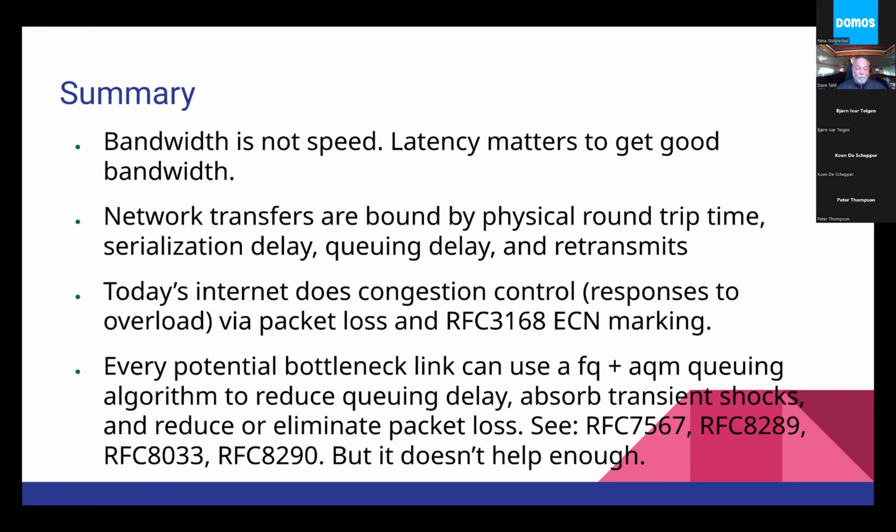So bandwidth is not speed. Latency matters to get good bandwidth. Network transfers are bound by the physical round trip time, serialization delay, queuing delay, and retransmits. Today's network does congestion control via packet loss and RFC 3168 ECN marks. And every potential bottleneck can use an FQ plus AQM queuing algorithm to reduce queuing delay, absorb transient shocks, and reduce or eliminate packet loss. There's a bunch of RFCs, but that doesn't help enough.